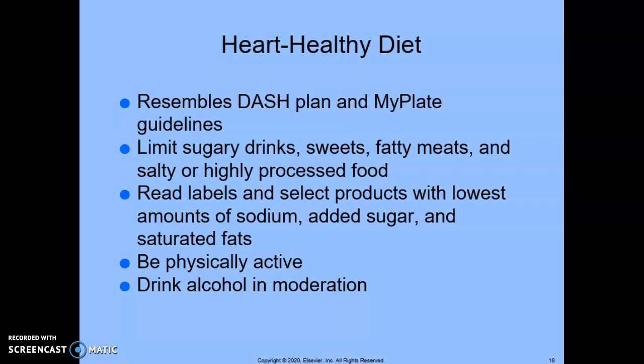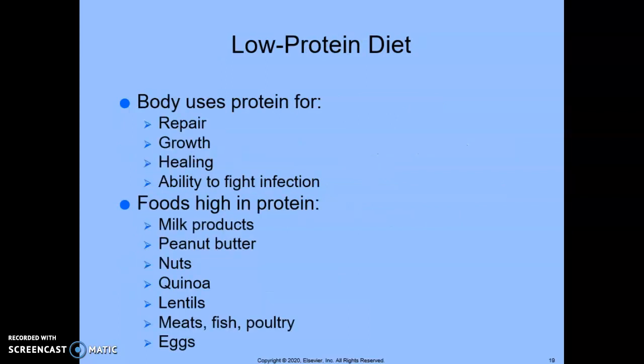Another diet that we can look at, and you can refer to table 8.10 in your textbook, lists adult servings for each food group and the healthy diet. So it resembles the DASH plan and the My Plate guidelines. We want to make sure that we decrease our sugary drinks and our sweets and our fats and salts. We make sure to read the labels and select the products with lower sodium, lower sugar. And again, it's best if we can take foods in their natural source. And it's important that we add that physical activity and look at alcohol intake, either in moderation or eliminate.